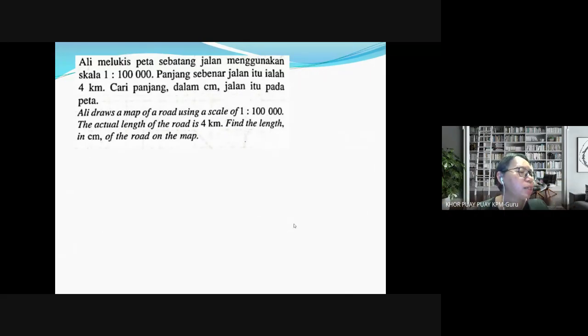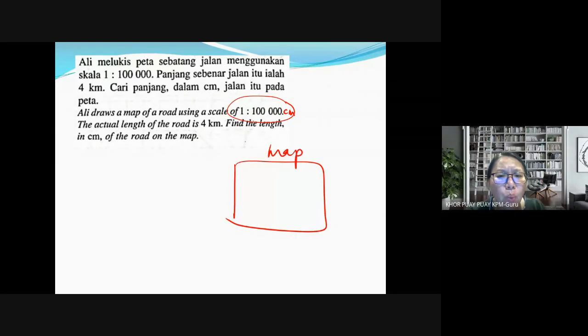So you're using the scale 1:100,000. Why is the number so big? Because everything is in cm. So what do you mean by 1:100,000? It means in my map, that 1 here shows 1 cm. Dalam kertas, dalam peta, 1 cm.